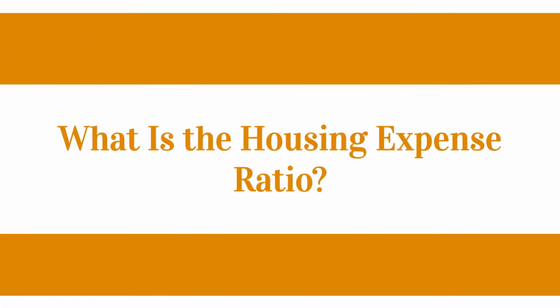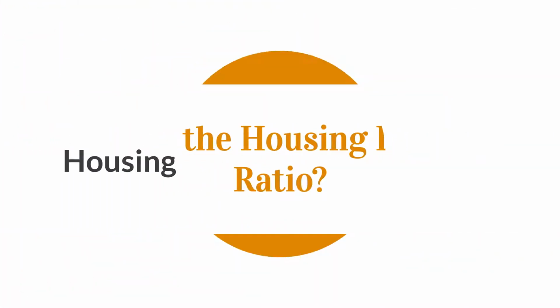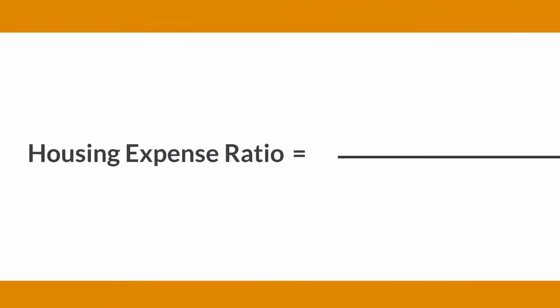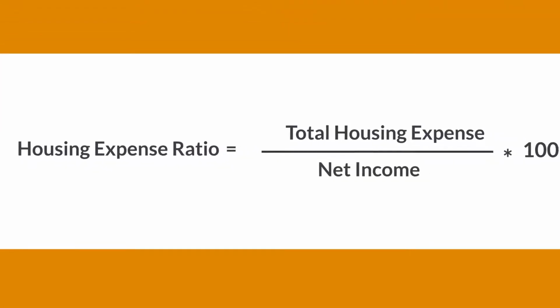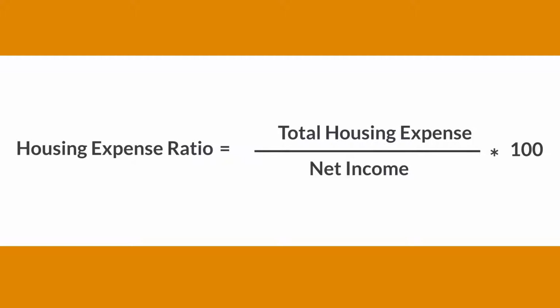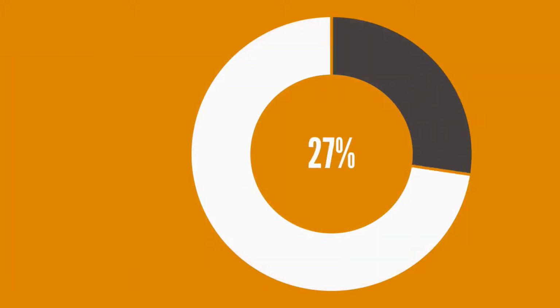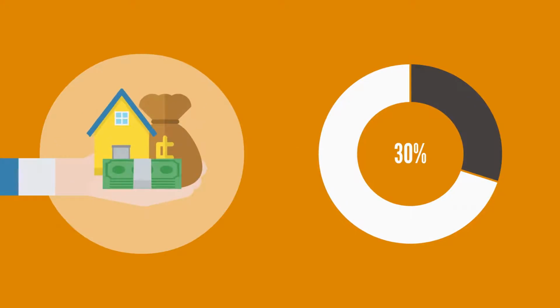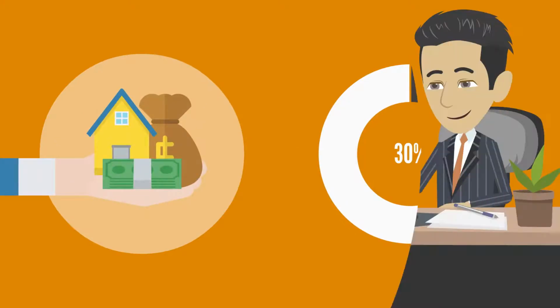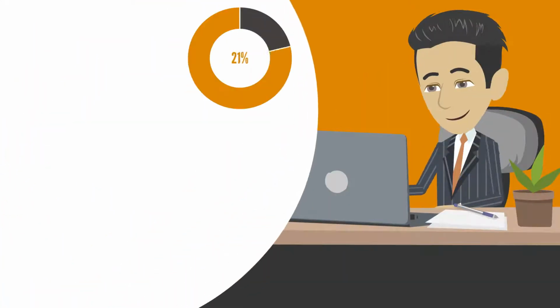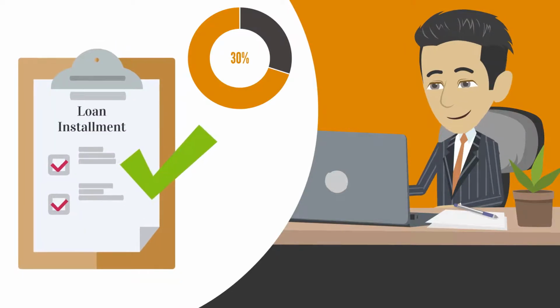What is the housing expense ratio? The housing expense ratio is a percentage determined by dividing the borrower's housing expense by their net income. At its most basic, it's a simple number showing how much of the customer's net income goes to paying for their housing. We use this ratio to determine whether a customer qualifies for an installment loan.